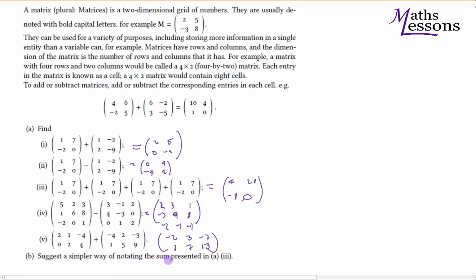Just a simpler way of notating the sum presented in part A. We could have just written this as 4 times that matrix, 1, 7, minus 2, 0. You can do that, and that's another way of writing that out, which would be much more simple.